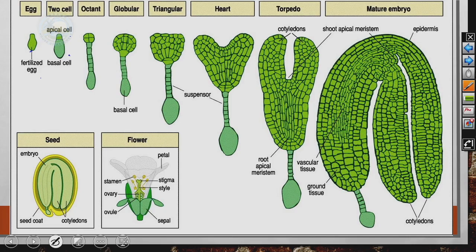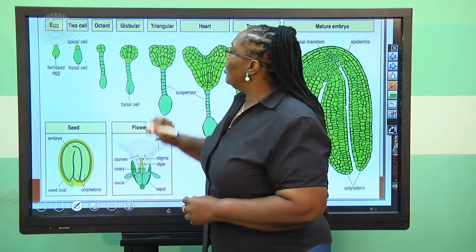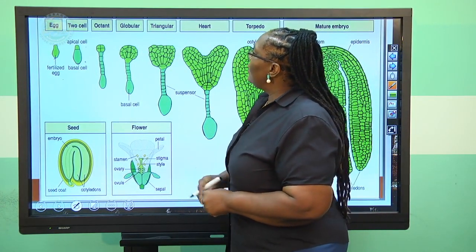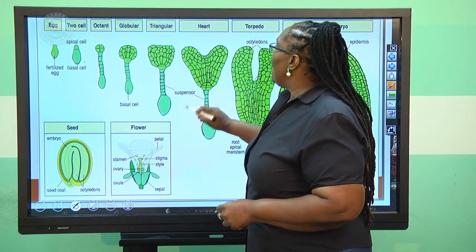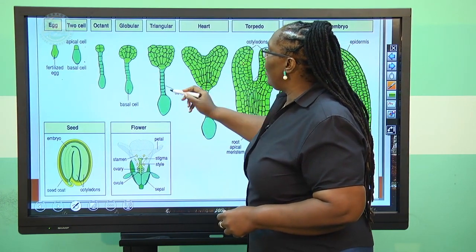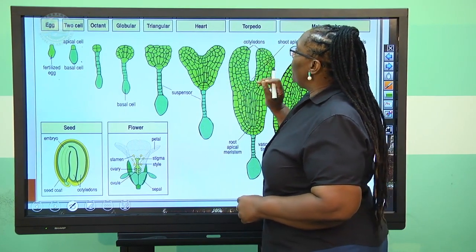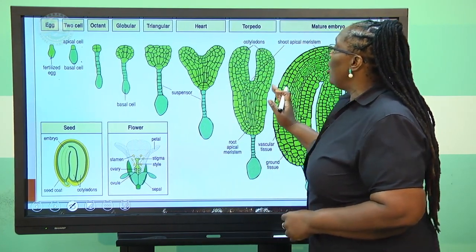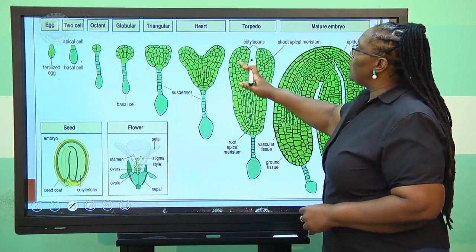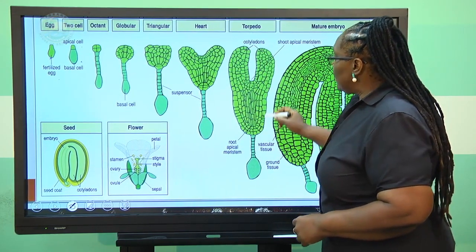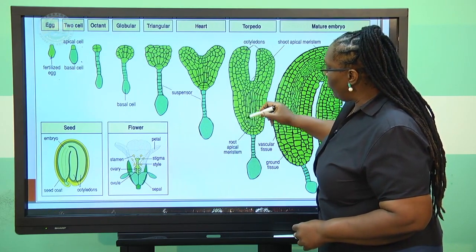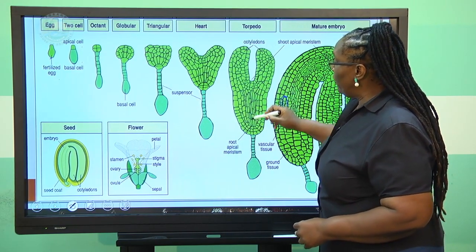What do you think octant means? Octant, 8, right? So you have 8 cells within that structure, and then you have the globular, and then you have the triangular, and this part here is called the suspensor. You have the heart shape, you have the torpedo shape. By here, you are seeing the cotyledons shaping up nicely. Inside of here is where you have the vascular tissue developing.